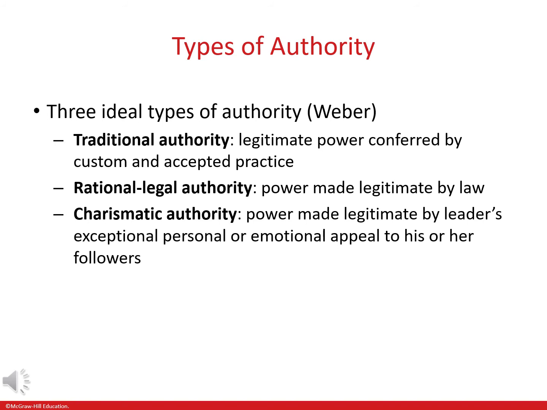Types of authority. So there are 3 different types according to Weber. We have traditional authority, and that would be from custom or accepted practice. So it could be power that's passed down from like kings or queens or a chief. Rational legal power is made legitimate by law. So basically the power that we have written in our Constitution for the president. And then charismatic authority is power that's made legitimate by the leaders' appeal to others. So they have a personality that makes people want to follow them and believe in them.